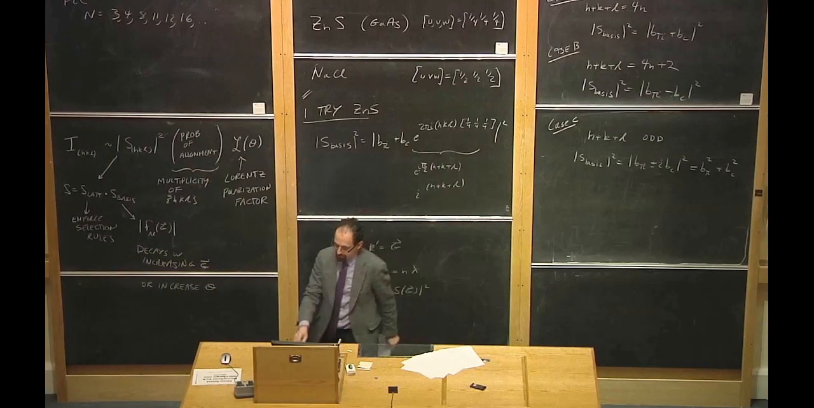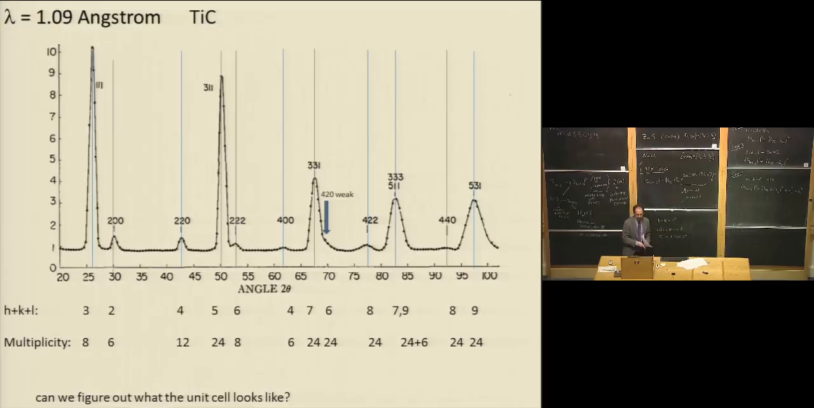Now let's look at this data, and you'll see H plus K plus L. And you'll notice that the highest peaks always have odd H plus K plus L, systematically, always. So 111 is high, 311 is high, 331 is high, 333 is high. All the other ones are small, are even. So this does not agree with the data.